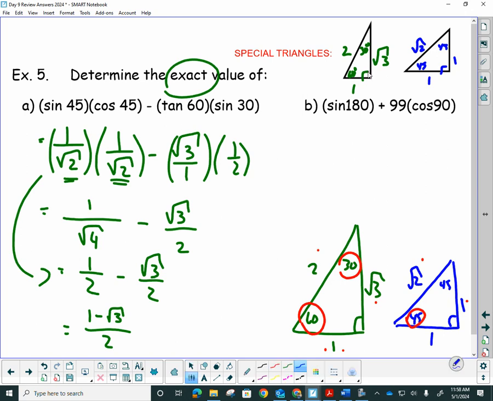In the second one, we have the sine of 180. These are ones that we just have to know as well, but we might use our calculator to help us with that. Sine of 180, if we punch that in our calculator, is 0. Times the cos of 90, which is 0 as well. And so this really isn't very exciting. We just get 0 as our answer.